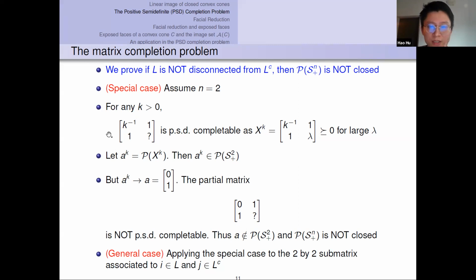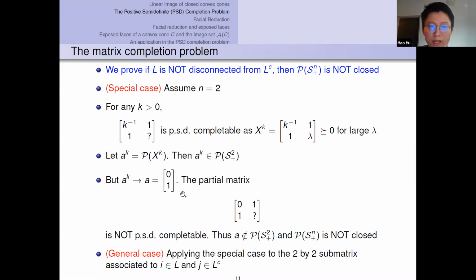Now, with this in mind, we can construct a sequence A_k, which is the projection of X_k. Since X_k is positive semi-definite, A_k is clearly in the image set of the positive semi-definite cone. And what is the limit of A_k? Such a sequence A_k converges to 0 and 1, because k inverse goes to 0 and 1 remains 1.